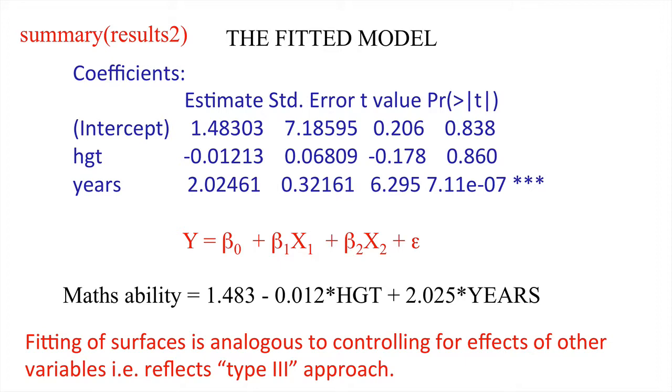Now, you'll notice that fitting surfaces in terms of working out what the coefficients are of this fitted GLM is analogous to controlling for the effects of the variables. So the significance terms that we're seeing actually reflect type 3 sum of squares.